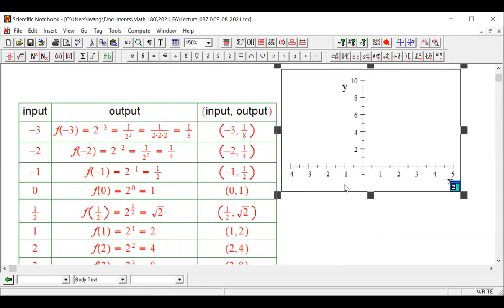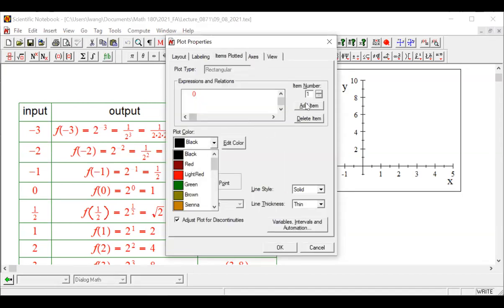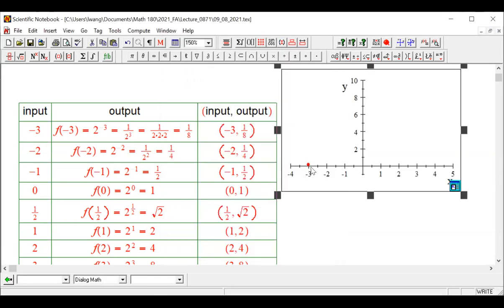Okay, so the first point, -3, 1/8. So I'm going to put that point in here. I'm going to add a point, and make it a little red dot like we used to. A red dot. Let's see what it is right there. Okay, right there.